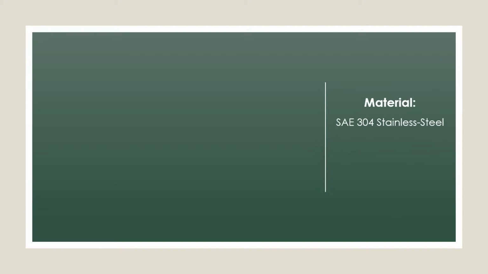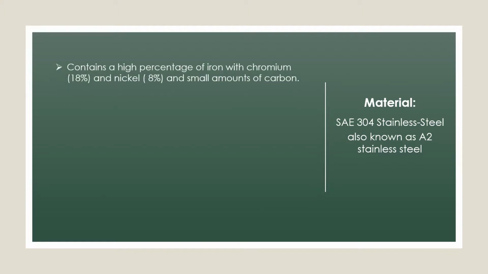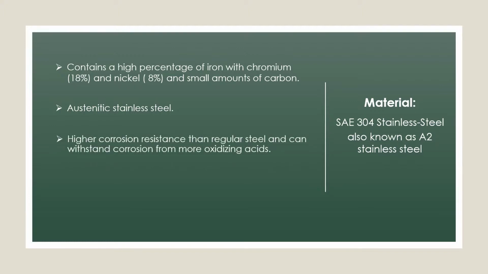For the description of the material, this material is also known as A2 stainless steel. This material contains a high percentage of iron with chromium up to 18% and nickel up to 8% and small amounts of carbon. This material is also considered to be an austenitic stainless steel, which will be explained later. A specialty of this material is that it has a higher corrosion resistance than regular steel and can withstand corrosion from more oxidizing acids.